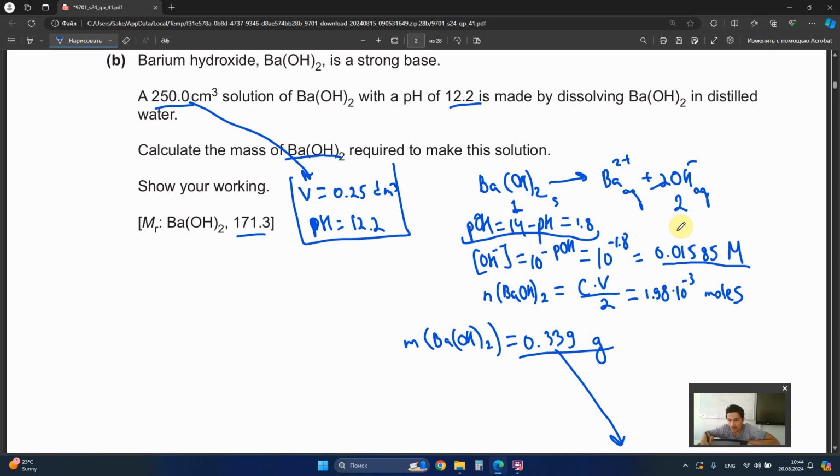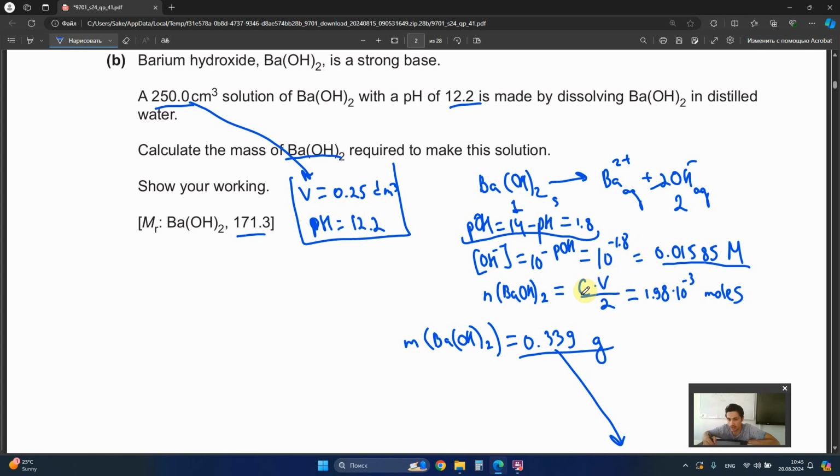So now we address the equation of dissociation. As you see, the ratio of hydroxide ions and barium hydroxide is not the same. So it's 1 to 2. So it means that barium hydroxide amount is 2 times less than hydroxide ion amount. So again, amounts of substance as well. So in order to find the moles of barium hydroxide, you just need to find the moles of OH ions and divide it by 2.